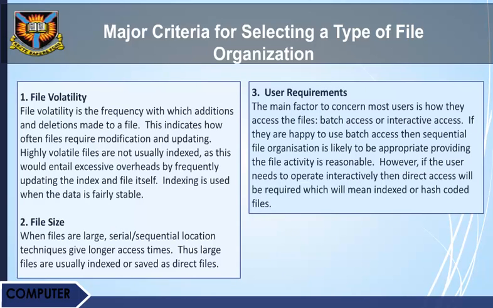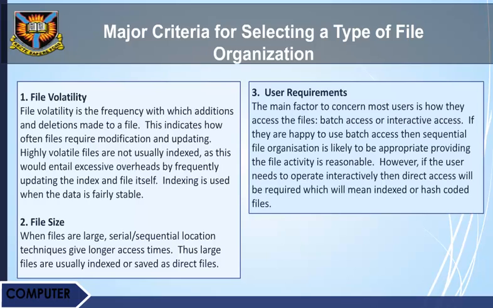1. File volatility. File volatility is the frequency with which additions and deletions are made to a file. This indicates how often files require modification and updating. Highly volatile files are not usually indexed, as this would entail excessive overheads by frequently updating the index and file itself. Indexing is used when the data is fairly stable.